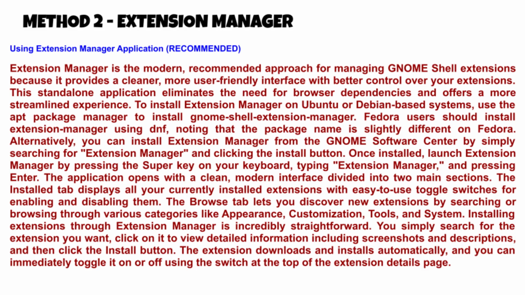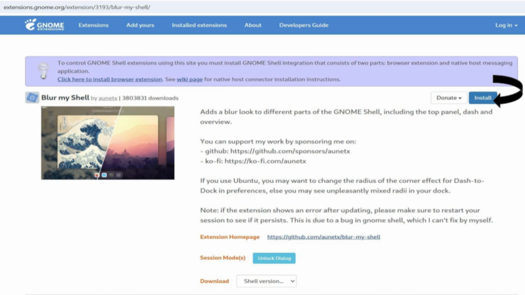Let's install another popular extension, Blur My Shell. Use the search bar to find it. Click the extension to see its details, screenshots, and description. Click the Install button. The extension will download and install automatically. You can immediately toggle it on or off using the switch at the top.